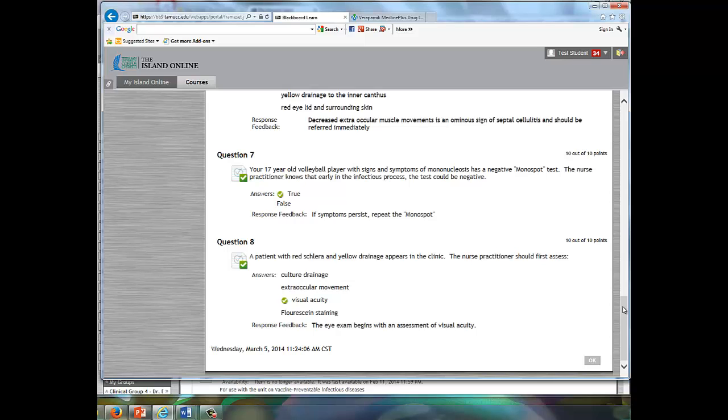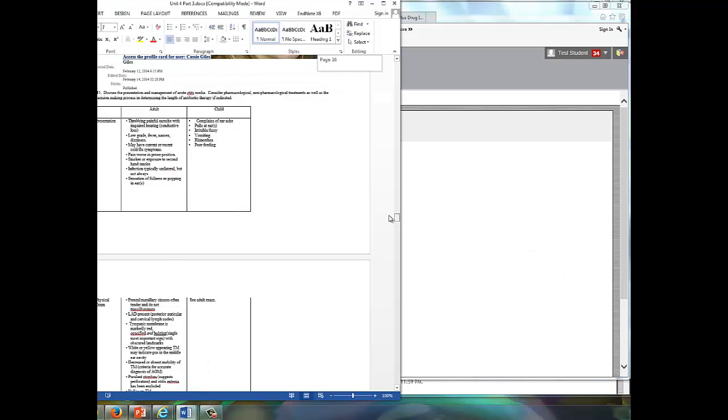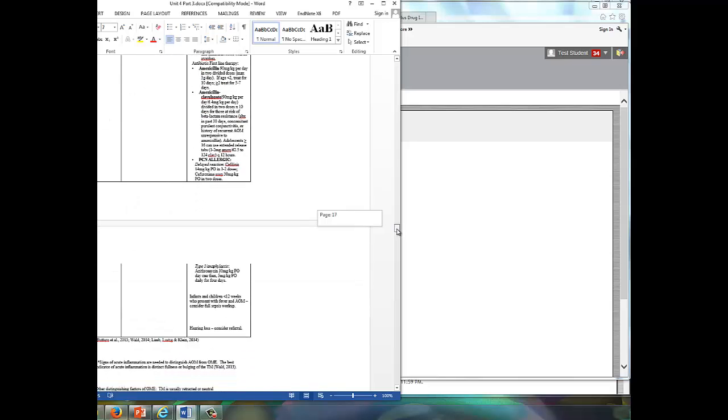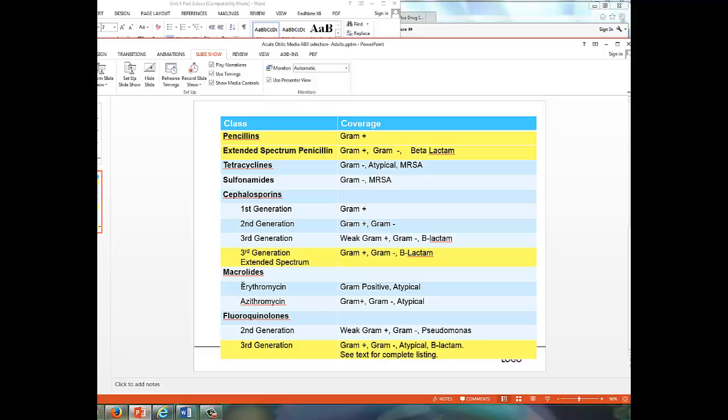A patient with red sclera and yellow drainage, we want to check their visual acuity. So I think we got 100. Think about penicillin allergic. That is something you need to think about. And again, you can go back to that chart and you can see that if you have somebody allergic to penicillins, they probably can't get cephalosporins either.